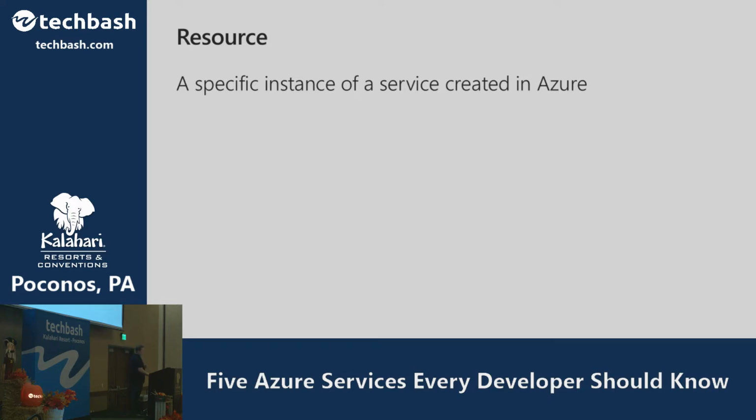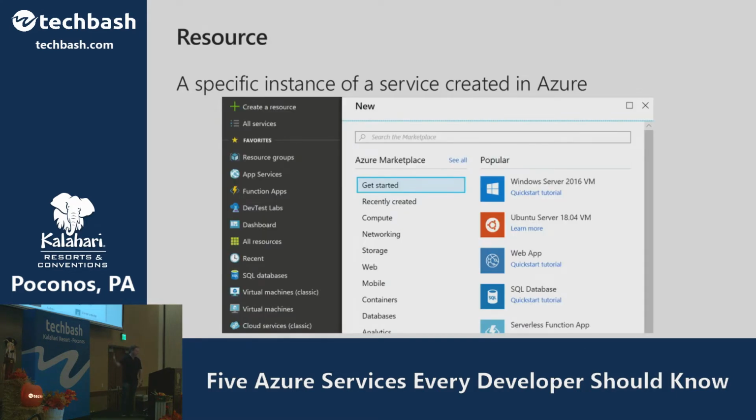Next thing I think about is resources. And resources are specifically just a specific instance of any service that you're using in Azure. Kind of like, when we're working on programming, there's classes, there's object instances. A resource is an actual instance of a service. So here I have a couple examples. Like we might have instances of virtual machines, Windows Server, Linux Server. Might have instances of SQL databases. We'll have instances of storage accounts. So just resources, just a super common concept in Azure.